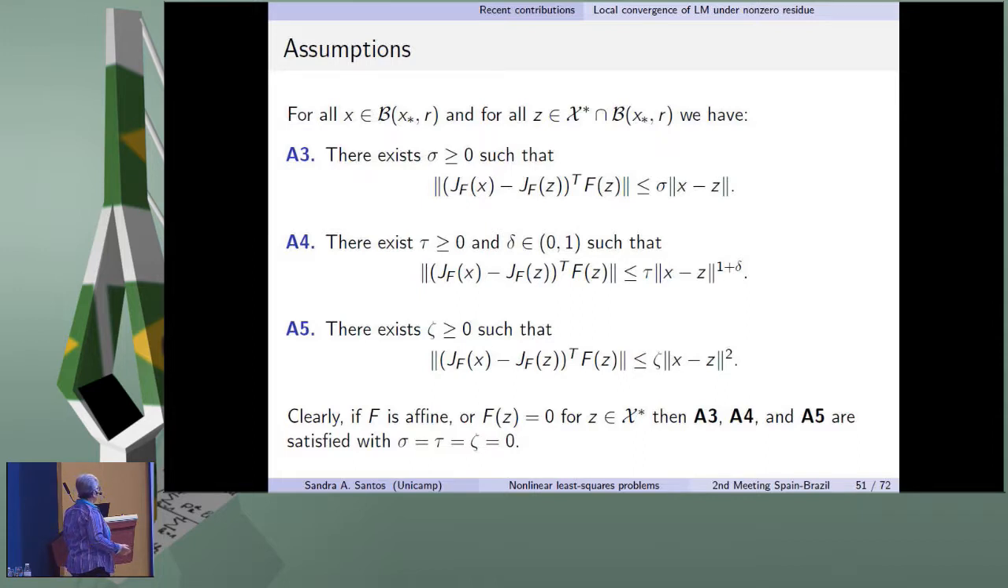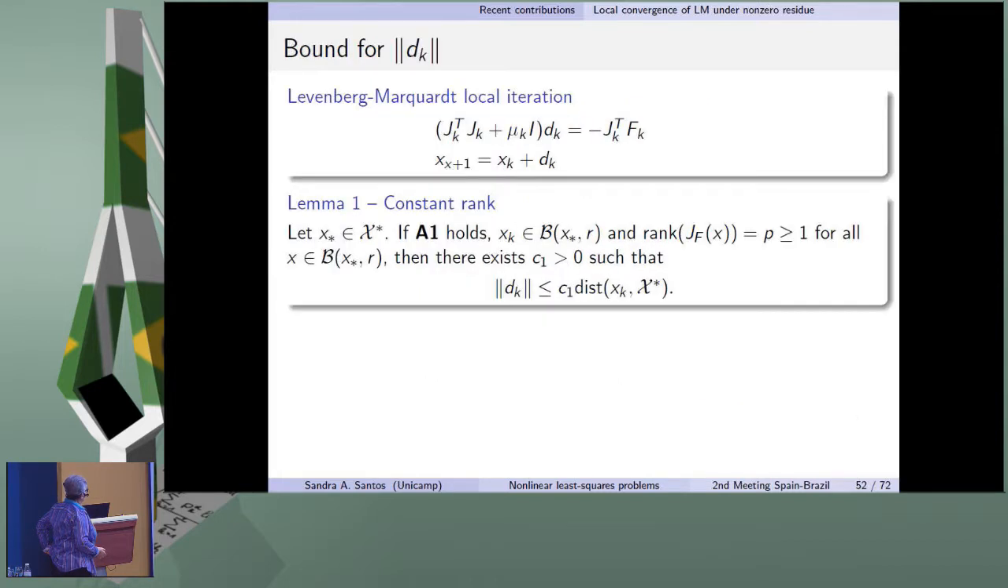Naturally, if the problem had zero residual, these conditions hold with 0 for the constant, but we are really addressing problems with non-zero residual, and that's why we need to divide our analysis depending on the conditions. So I recall here the Levenberg-Marquardt local iteration, so we are taking the full direction, no step length control.